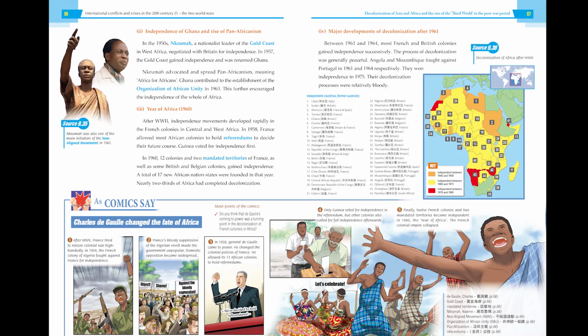Their decolonization processes were relatively bloody. As comics say, Charles de Gaulle changed the fate of Africa. Main points of the comics. Do you think that de Gaulle's coming to power was a turning point in the decolonization of French colonies in Africa?